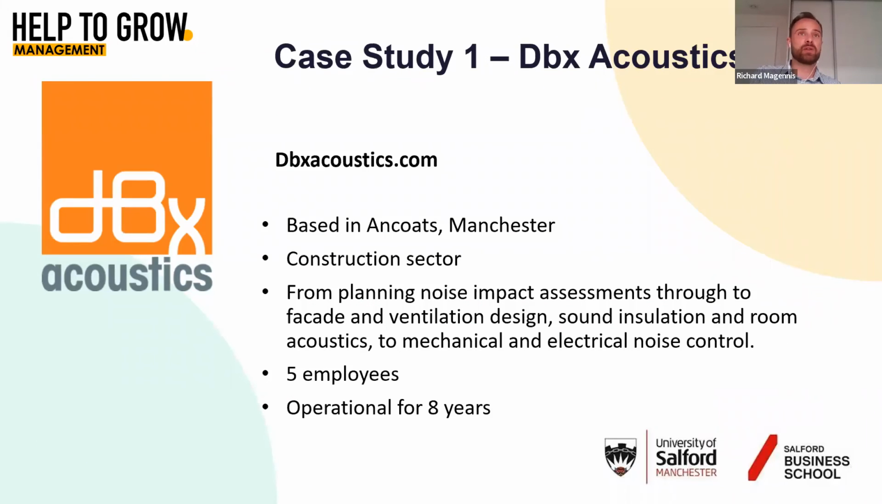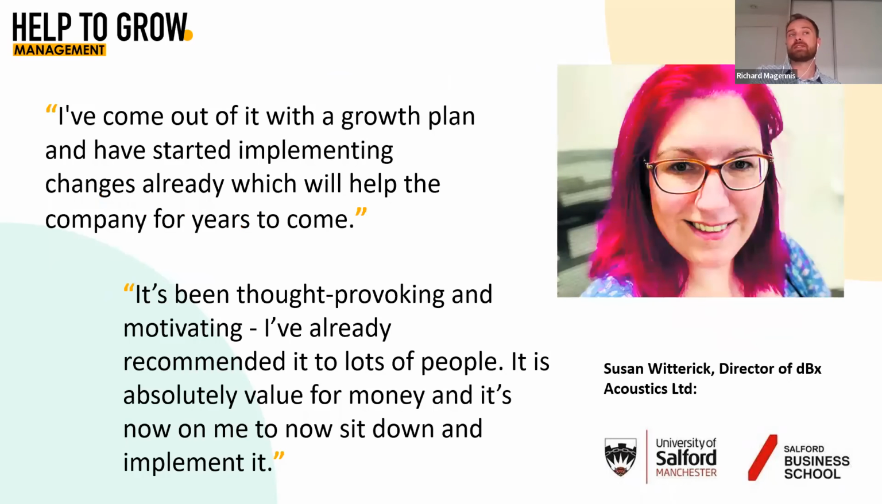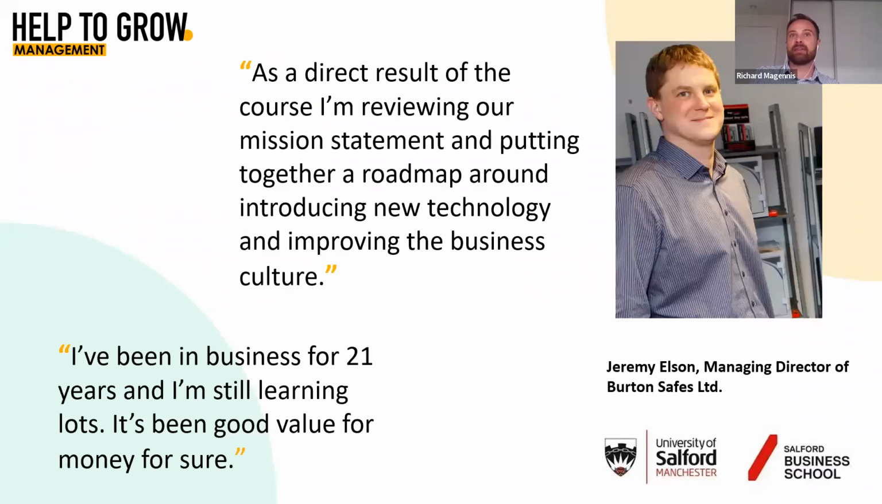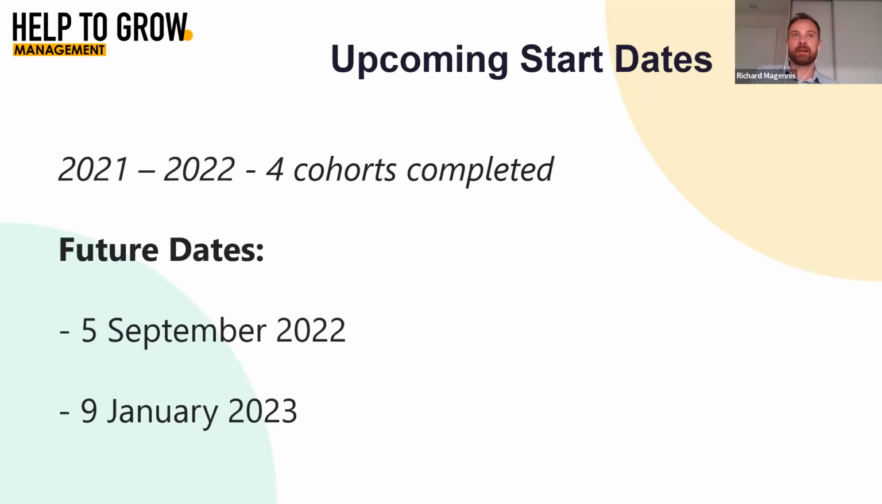I'm probably not going to go through this, but just to show you that we've had all different types. A small company, very niche, operational for 8 years, so relatively new. She got a lot out of it, and has put together a growth plan which will help her company for years to come. And then another example, a company operational for 32 years with 32 employees, a completely different sector and line of business. What he got out of it as the managing director was more the technology and the business culture. He's been in business for a long time, but he got a lot out of it by taking a step back.